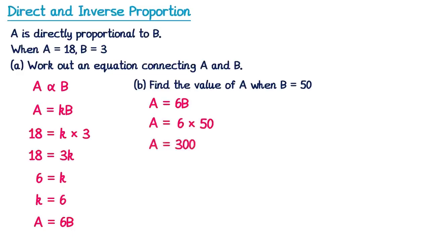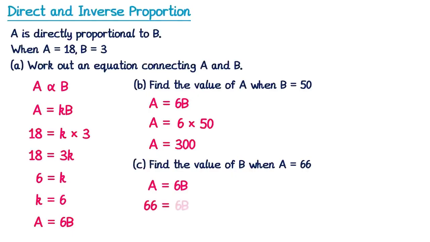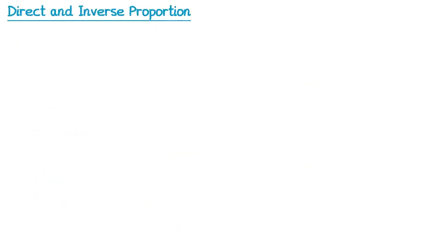Now they could do this the other way around as well, so they could ask you to find the value of B when they give you a value of A. For instance, find the value of B when A is 66. We take the same formula again, but we replace A with 66. So this time it's 66 equals 6 lots of B, and if you divide both sides by 6, you'll find that B is 11. Let's have a look at another example of this.